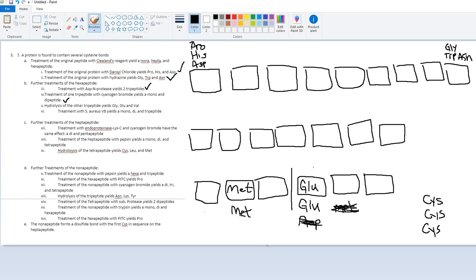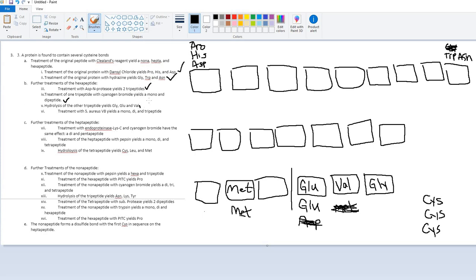Alright, it also says that this tripeptide has a glycine and a valine. Now the valine can't go on this C-terminal because we know that the C-terminal must contain a glycine, a tryptophan, or an asparagine. So this must be the location of the valine. And that only leaves glycine to go here. Now we can cross out glycine because we know that this is going to be tryptophan or asparagine on these 2 peptides.